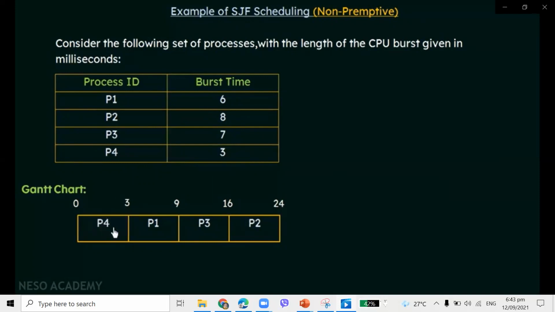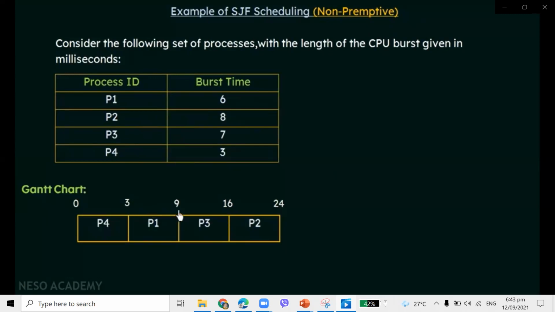So from 0 to 3, P4 will be executed. Now after P4, which is of 3 milliseconds burst time, which is the next process having the least burst time? So from these remaining 3 processes of P1 to P3, if we check, we see that P1 is the next one, which is having a burst time of 6 milliseconds, which is lesser than 8 and 7 of P2 and P3. So P1 will get the CPU next and it will execute for 6 milliseconds.